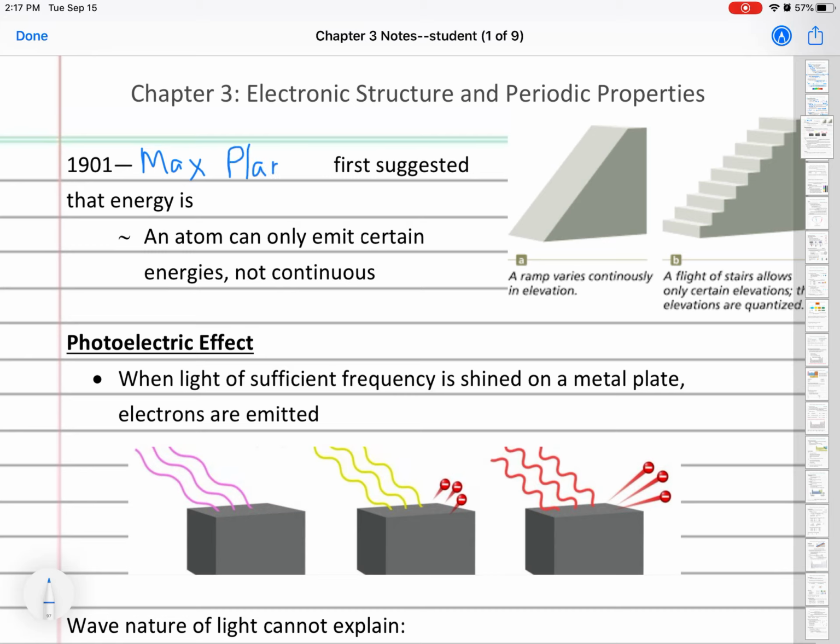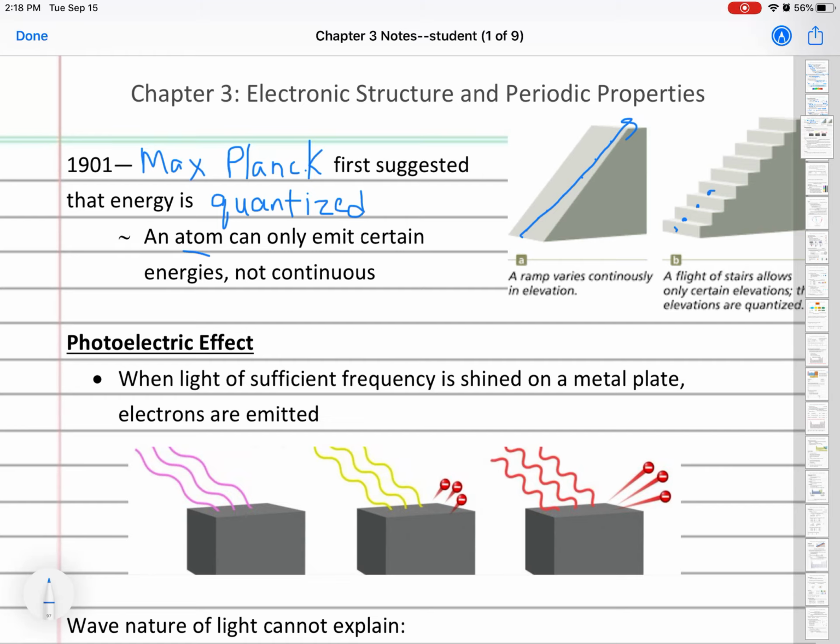Max Planck, he's a German physicist, all right? And he was the first to suggest that perhaps energy is quantized, which is where we get the term quantum physics. That energy is quantized. That we think of energy as occurring along a continuum, that you can have any energy along this continuum, but maybe energy from atoms can only be emitted at certain energies.